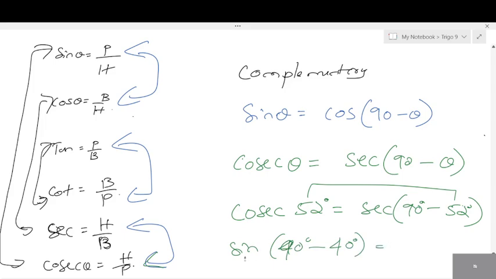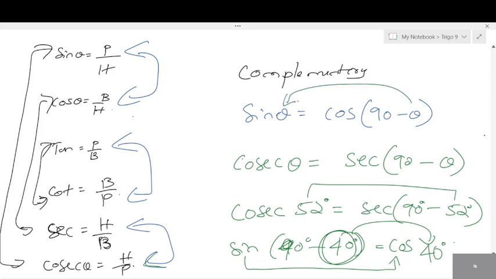Okay. What is the complementary for sine, students? Cos. And what's that angle here? This angle you have to write. What's the angle? 40 degrees. So sine 90 minus theta is 40. Can you see here? The second angle, we are writing theta and theta is same, right? The second value is same. Correct? So this is complementary relation.